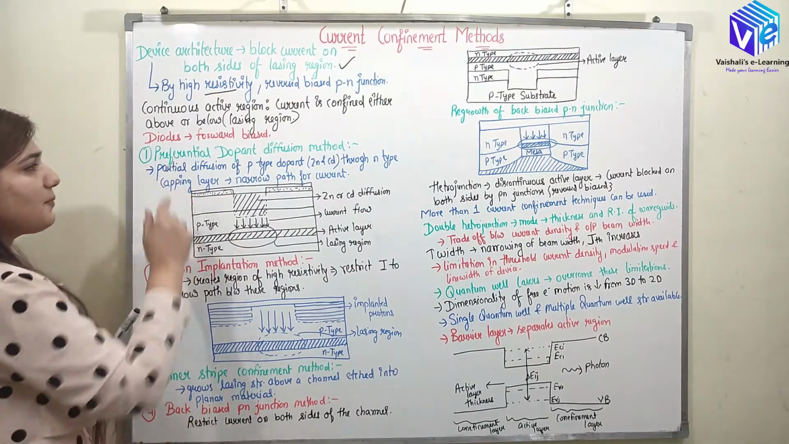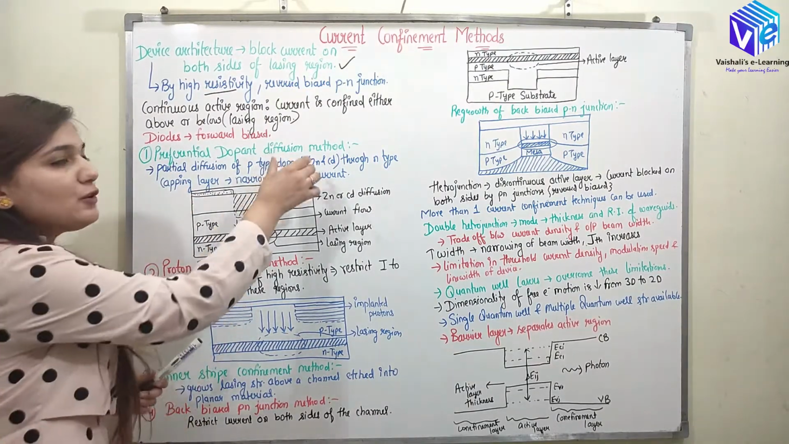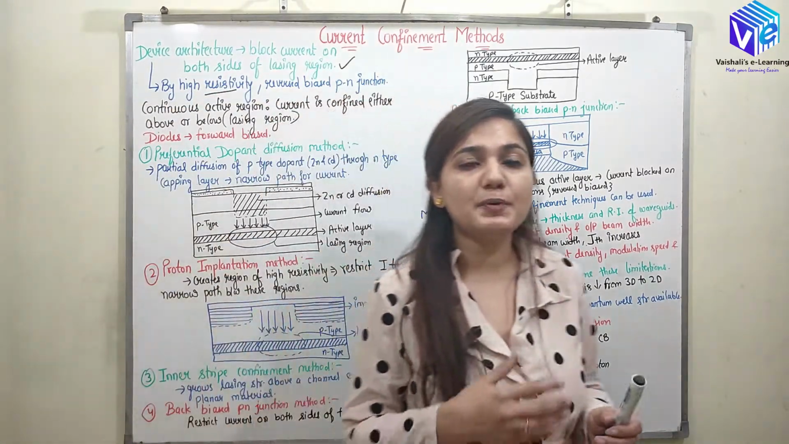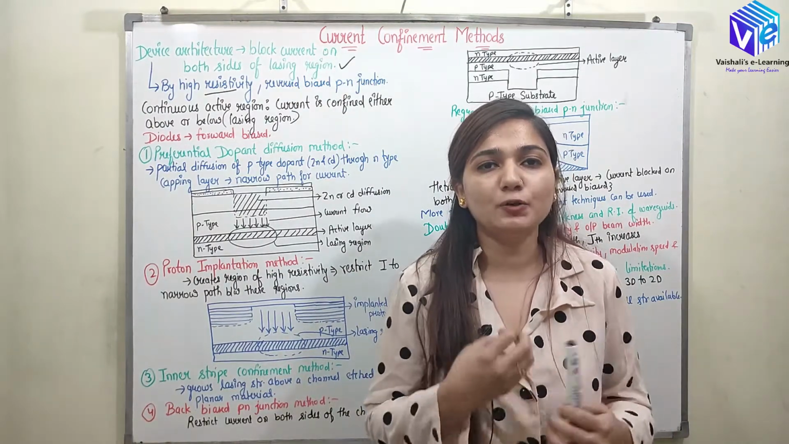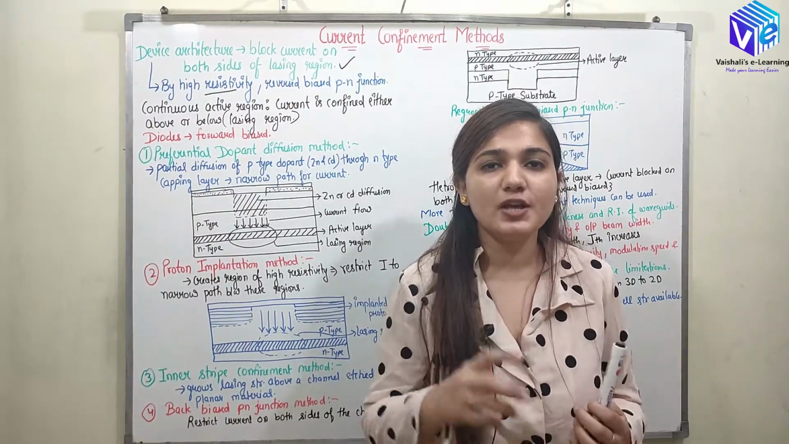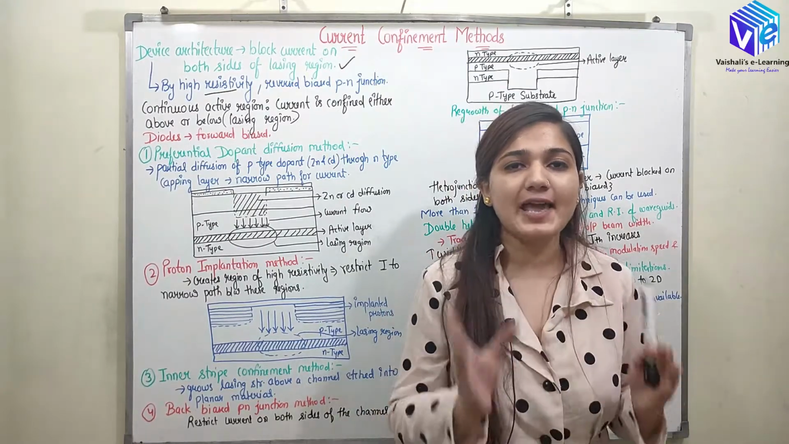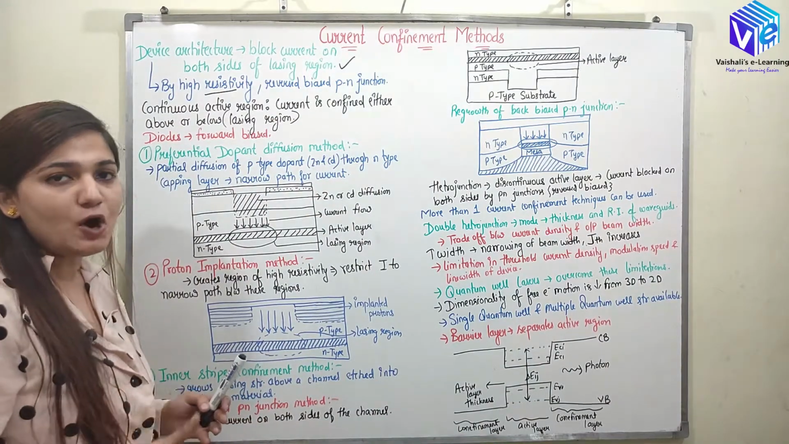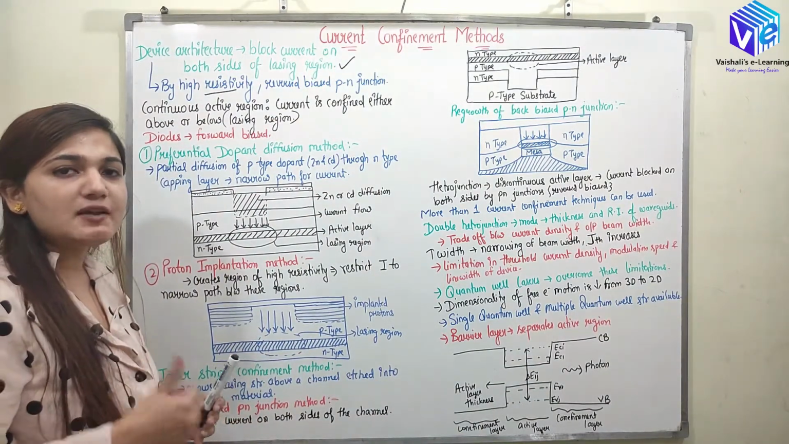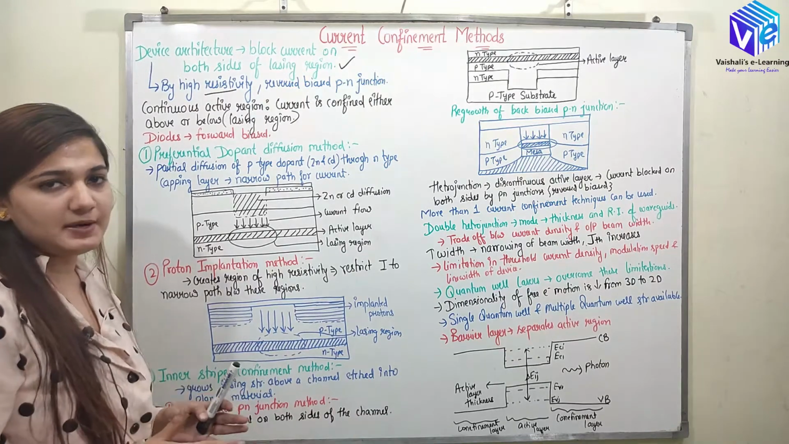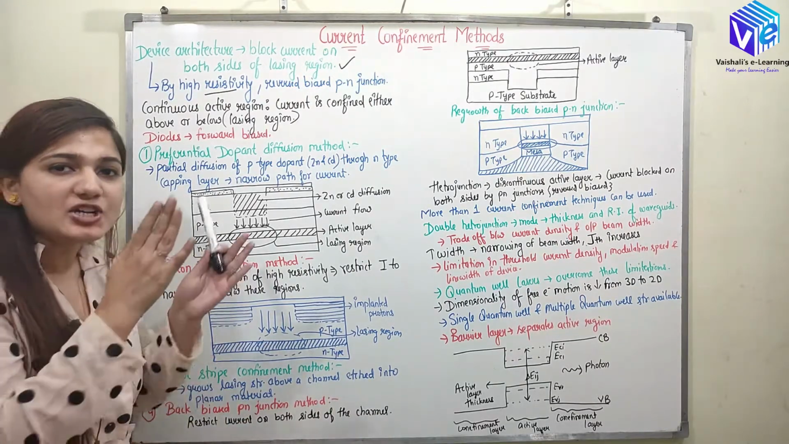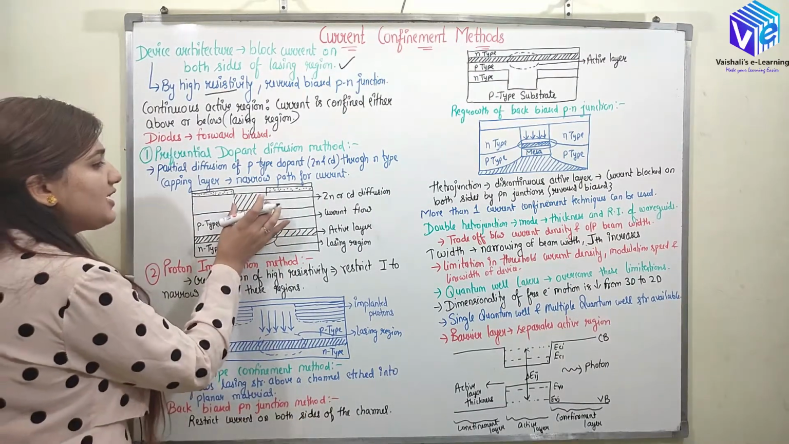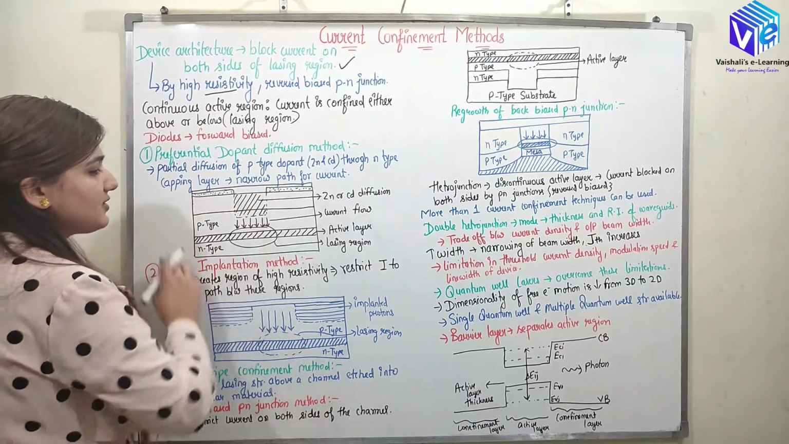So first is the preferential dopant diffusion method. In the preferential dopant diffusion, I have to diffuse some preferential dopants like cadmium or zinc. I had already talked about the importance of zinc or cadmium in the previous video, when I was talking about the optical confinement, right? So we can do the partial diffusion, and with the help of partial diffusion I can have the zinc or cadmium diffusion.